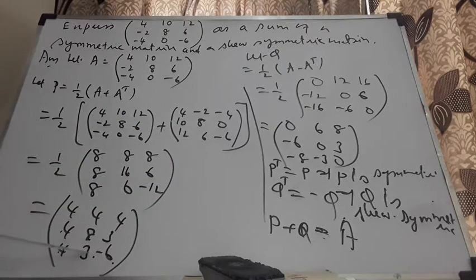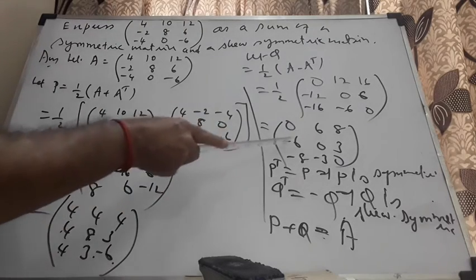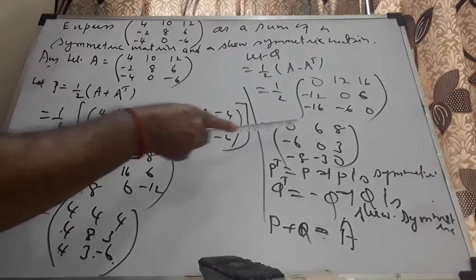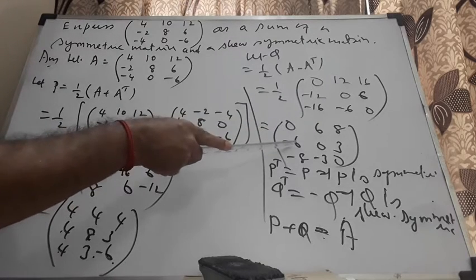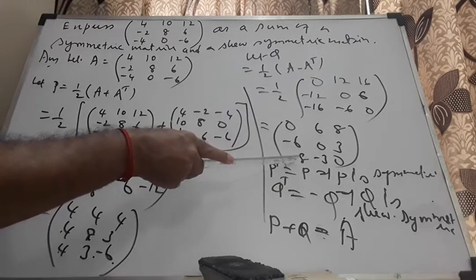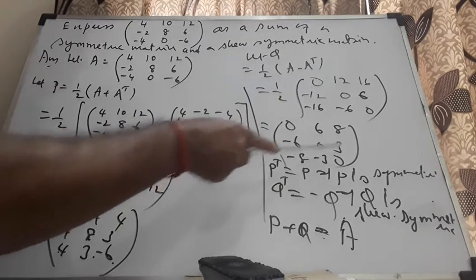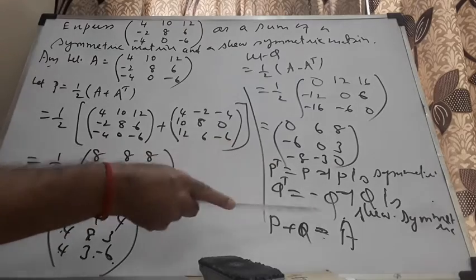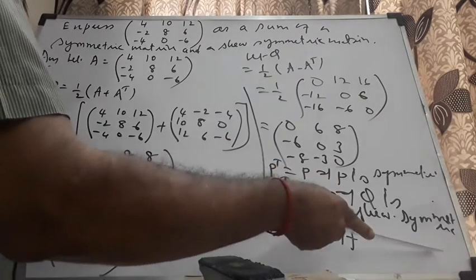Now here P transpose equals P, therefore P is symmetric. You can even check this: first row, second column is the negative of second row, first column. First row, third column is the negative of third row, first column. Second row, third column is the negative of third row, second column. Therefore Q transpose is minus Q, so Q is skew symmetric.